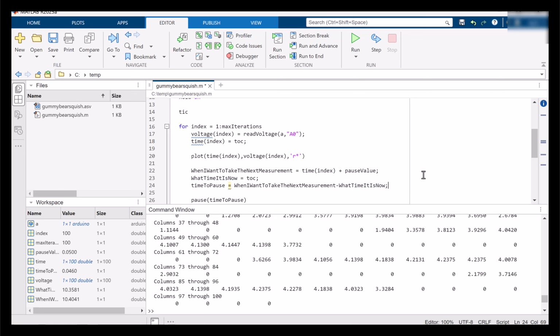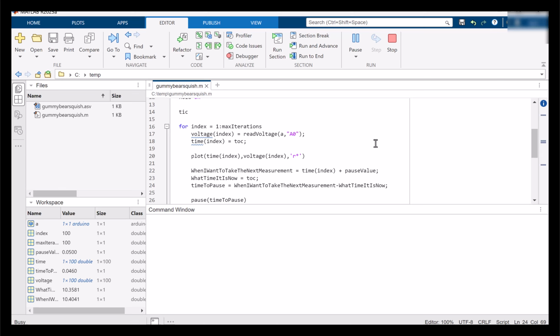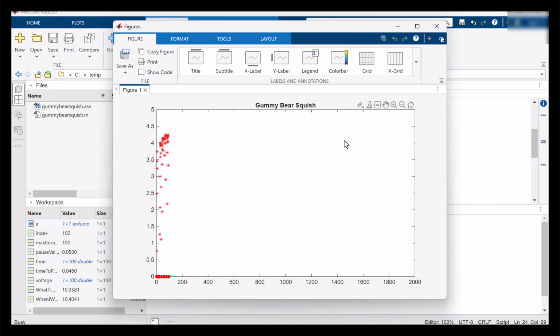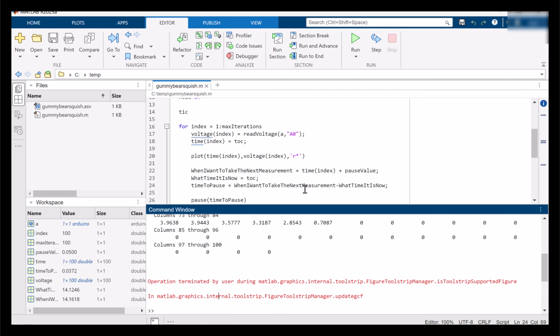Okay, let's run this again, and run, and look at the picture. Come on, picture. Ooh, wait, 2,000. That's really high. Oh, because 100 divided by 0.05 is a really big number. Yeah, okay, get out of this.